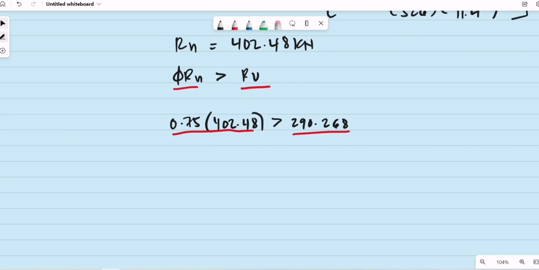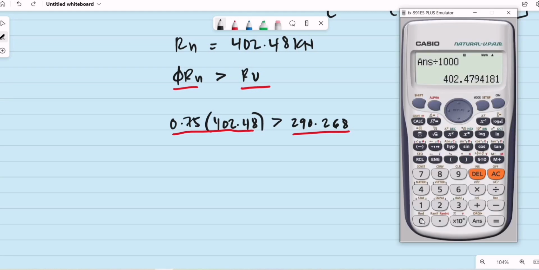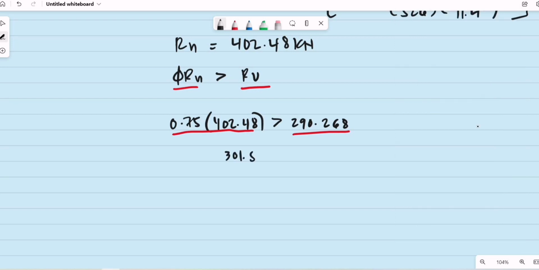So we have this is equal to 0.75. What is 0.75 of this 402.48? So 0.75 of 402.48 is equal to 301.86. So 301.86 kilonewtons is greater than 290.268. Therefore, we can conclude again that W21 by 44 is adequate.